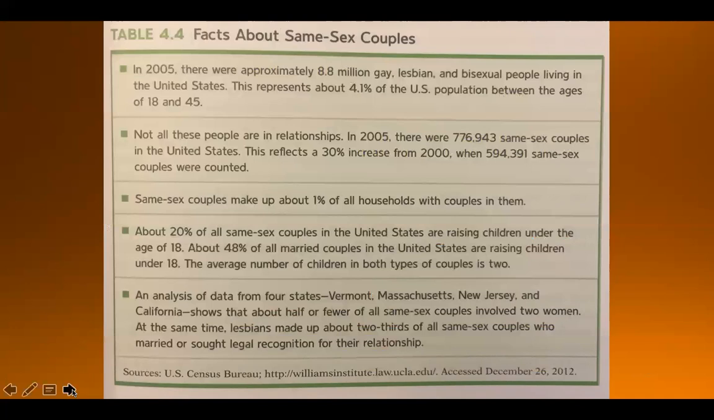About 20% of all same-sex couples in the United States are raising children under the age of 18, and about 48% of married couples in the United States are raising children under 18. That's a really big thing, seeing that desire to still have families. And going back to evolutionary theory, that desire to have children is very strong, no matter what the type of couple. Finally, an analysis of data from four states, Vermont, Massachusetts, New Jersey, and California, shows about half or fewer of all same-sex couples involve two women. At the same time, lesbians made up about two-thirds of all same-sex couples who married or sought legal recognition for their relationship.